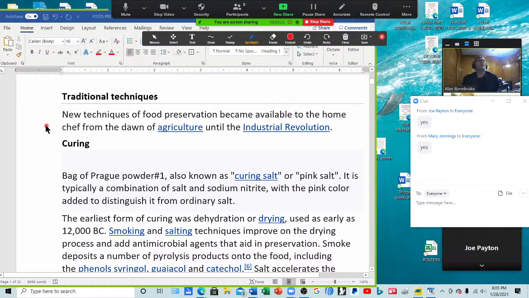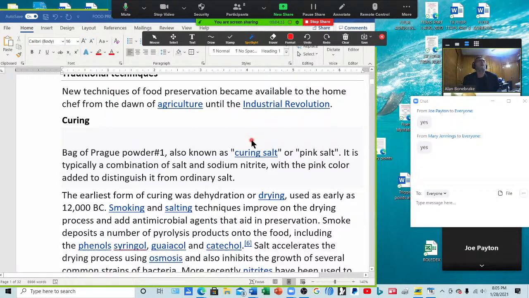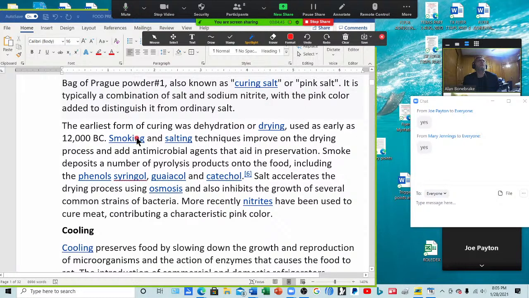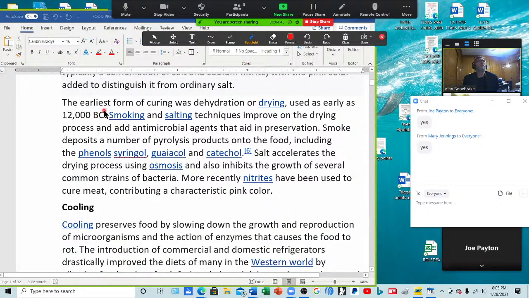Interesting. New techniques of food preservation became available to the home chef from the dawn of agriculture until the Industrial Revolution. A bag of Prague powder number one, also known as curing salt or pink salt, is typically a combination of salt and sodium nitrite with pink color added to distinguish it from ordinary salt. The earliest form of curing was dehydration or drying, used as early as 12,000 BC. Smoking and salting techniques improve on the drying process and add antimicrobial agents that aid in preservation.